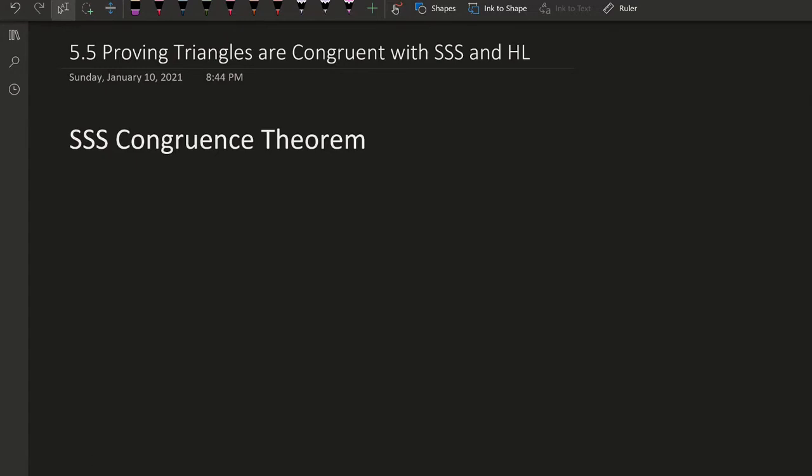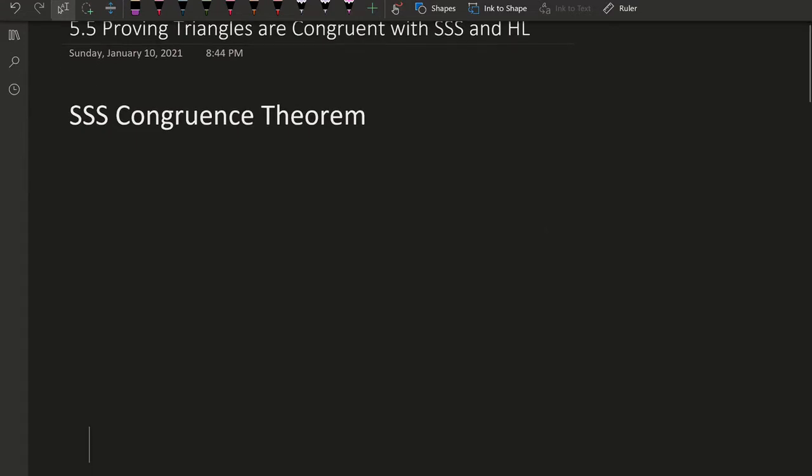Today we're going to be talking about the side-side-side congruence theorem. So what the side-side-side congruence theorem says is that, similar to the side-angle-side congruence theorem, if we can show that certain parts of two triangles are congruent, then we can prove that the triangles themselves are congruent.